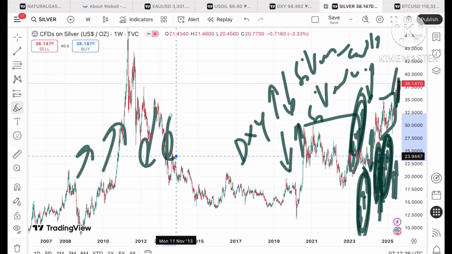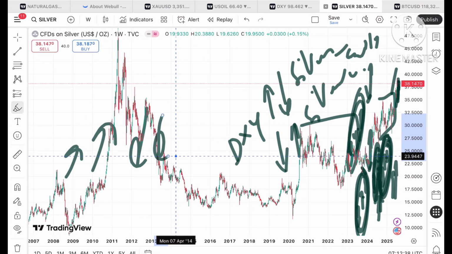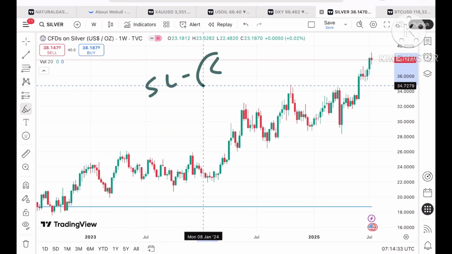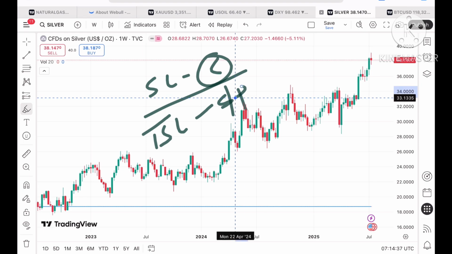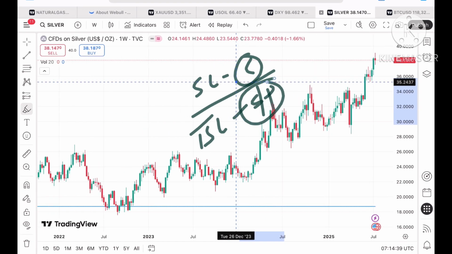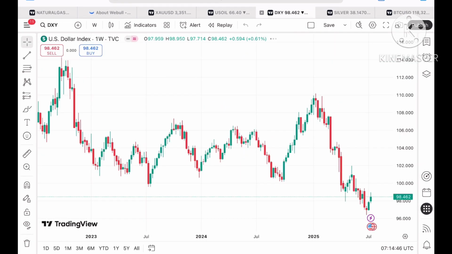Because the market is uncertain, whenever you start a trade, always try to put your SL so your capital will be safe, and trail your SL so your profit will be safe. Now let's see how the dollar index is moving.